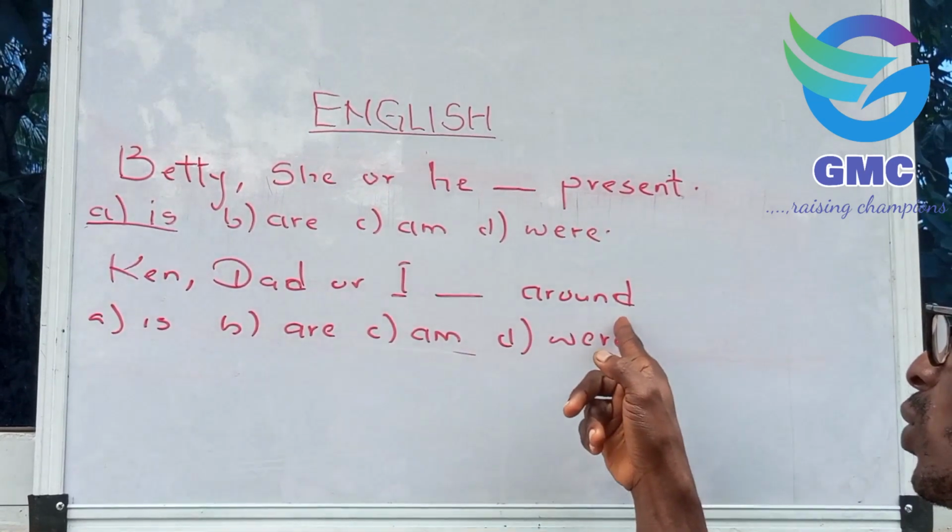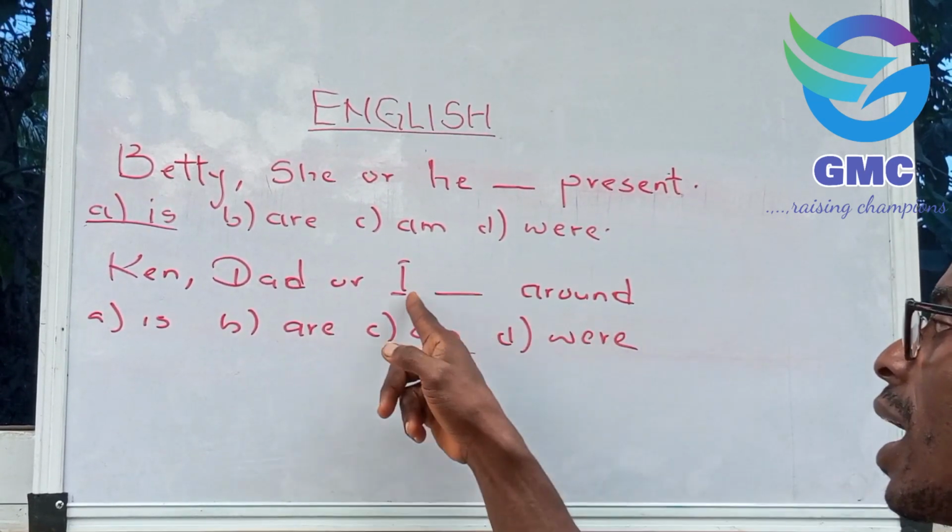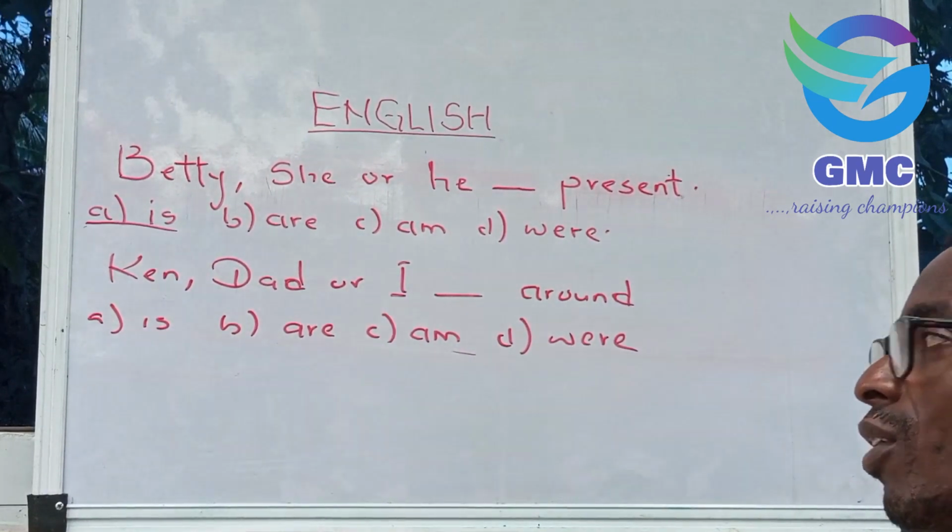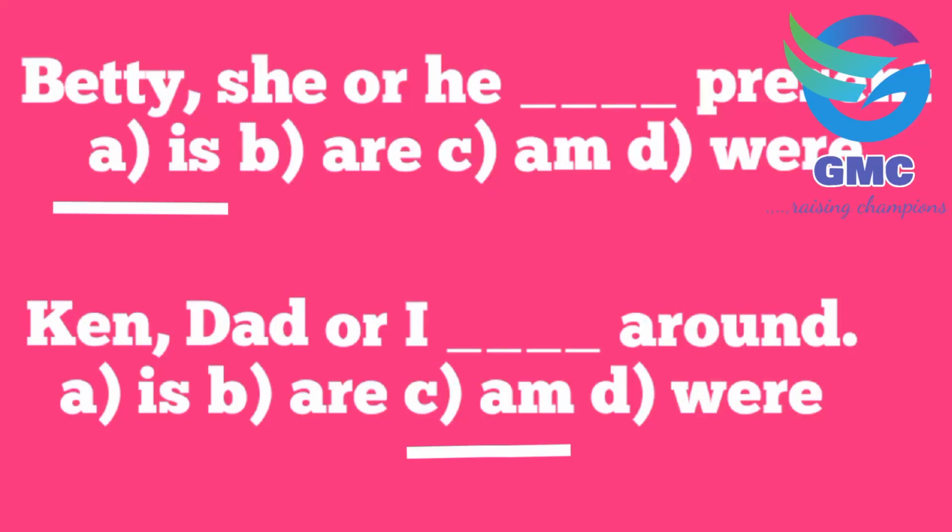I, where, around. I am around. I are around. I is around. Of course, I am around.